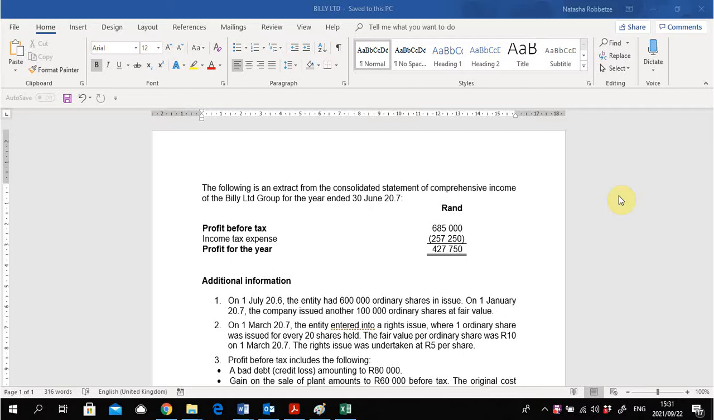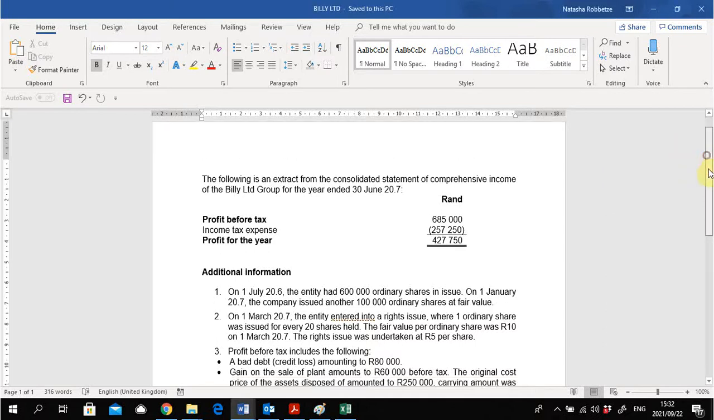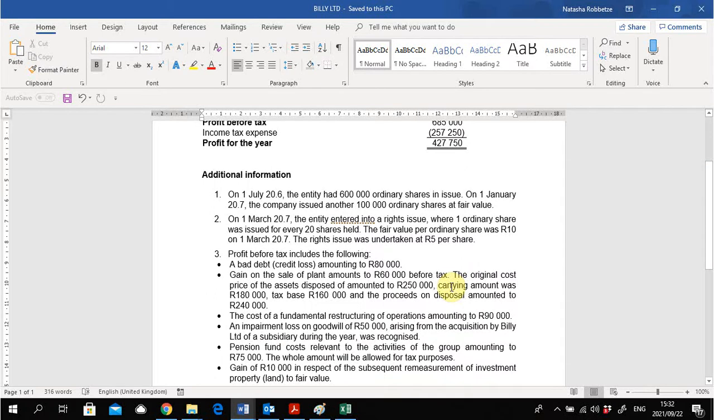So let's read together. The following is an extract from the Statement of Comprehensive Income for Billy Limited Group. Then there's a profit before tax. They've given us the income tax expense, and then there was a profit for the year amounting to 427,750. We have a number of additional notes, and in the first note they say, on 1 July 2006, which is at the beginning of the year, the entity had 600,000 ordinary shares. On 1 January 2007, the company issued another 100,000 ordinary shares at fair value. On 1 March 2007, the entity entered into a rights issue where one ordinary share was issued for every 20 shares held. The fair value per ordinary share was 10 Rand. On 1 March, the rights issue was undertaken at 5 Rand per share.